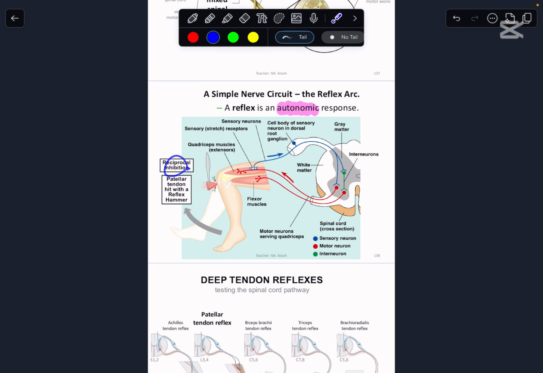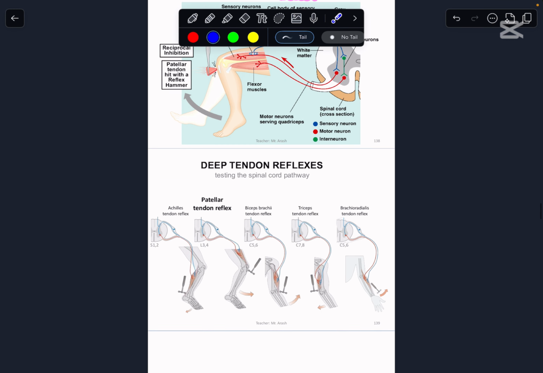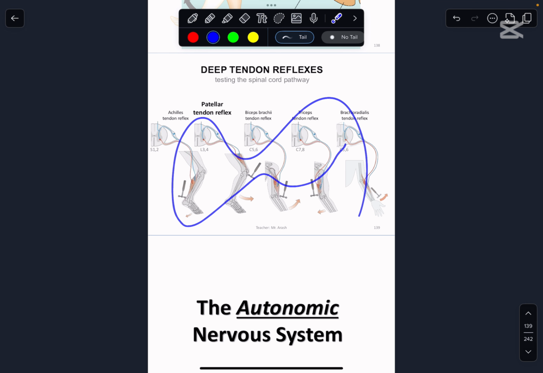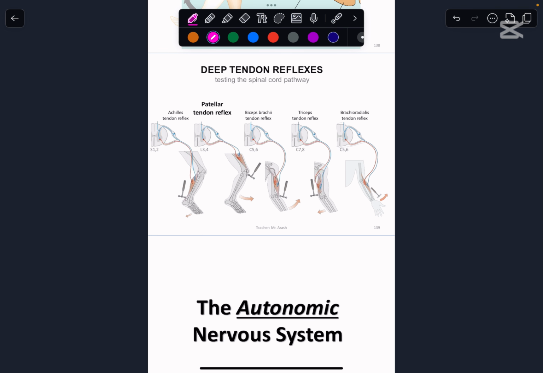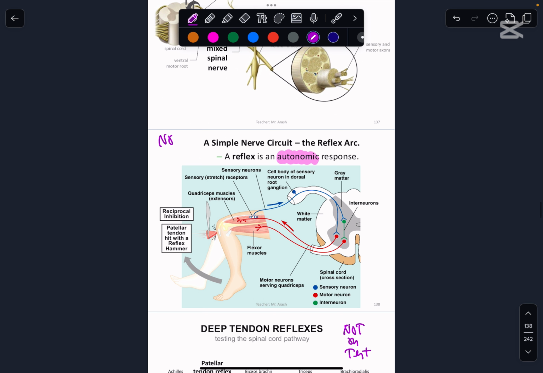This specific one is called the patellar tendon reflex. You don't need to know the mechanism of reflex for this course. There are different ones that you can see here, again, not on test. Also not on test. As long as you know what a reflex is, that's fine.